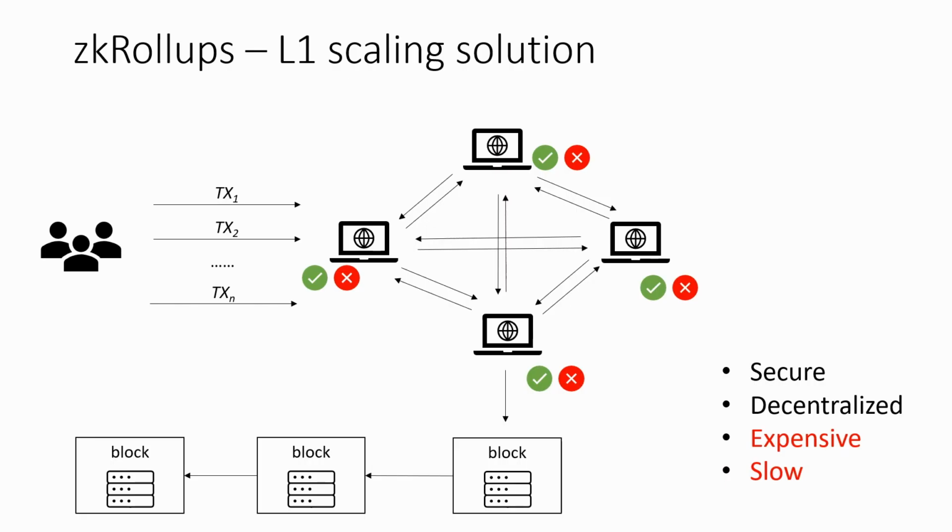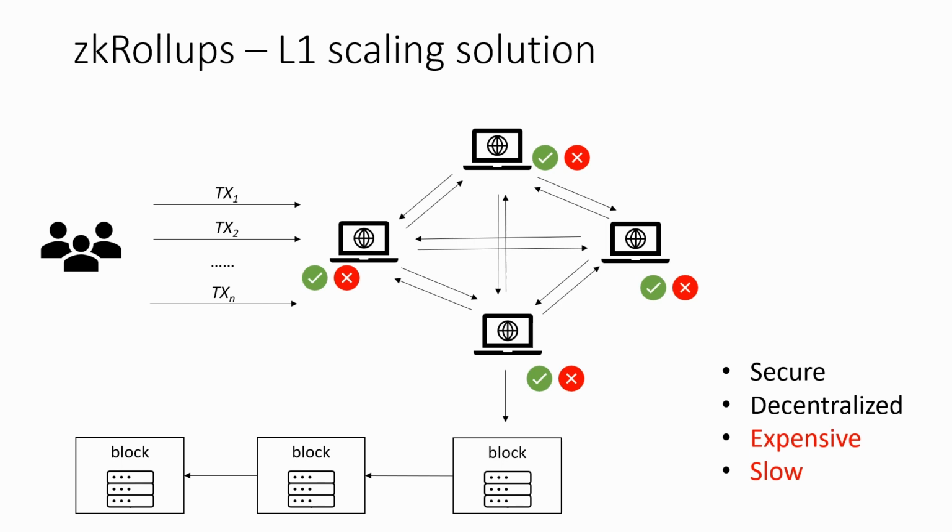Our first example will look at ZK rollups, a layer 1 scaling solution. Here we have a traditional L1 blockchain. There's a network of computers or nodes that communicate with each other. A user will send transactions to one of these nodes, which get bundled together into a block and proposed to the network. Each node will independently verify the proposed block, and if consensus is reached, the block will be added to the blockchain and the process repeats.